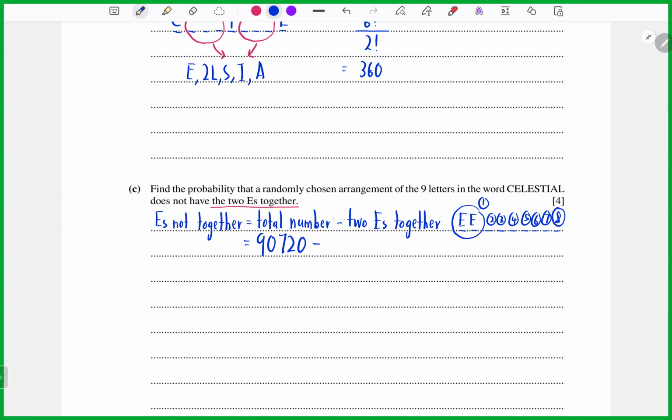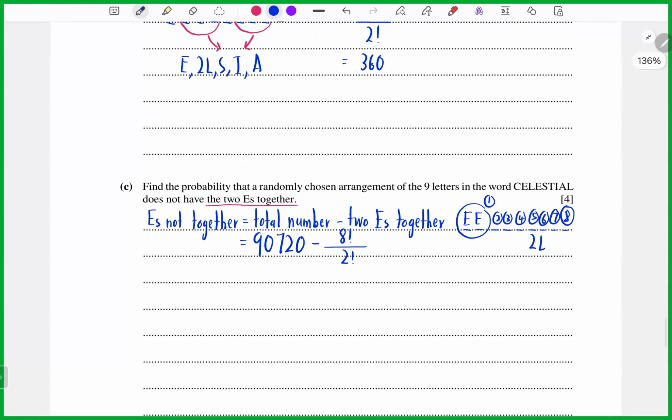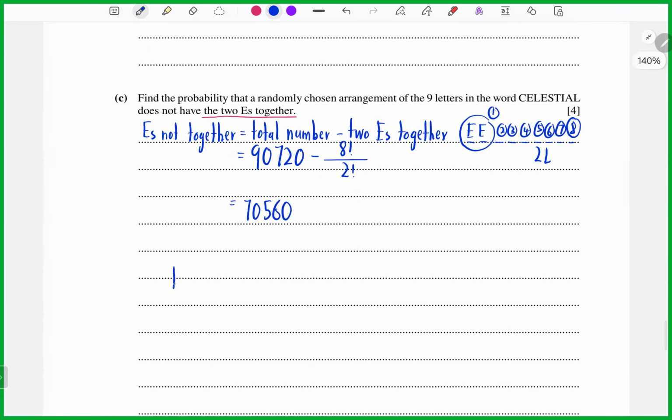Right? You have 8 letters, so you can take 8 factorial over 2 factorial. Why? Because we have 2 L's here. These 2 L's we need to consider, but the E's we don't need because they are already together. So actually you don't need to take out the 2 factorial. So you will get 9072 minus 8 factorial over 2 factorial. You will get equals to 17,560. Okay, so now you can try the probability.